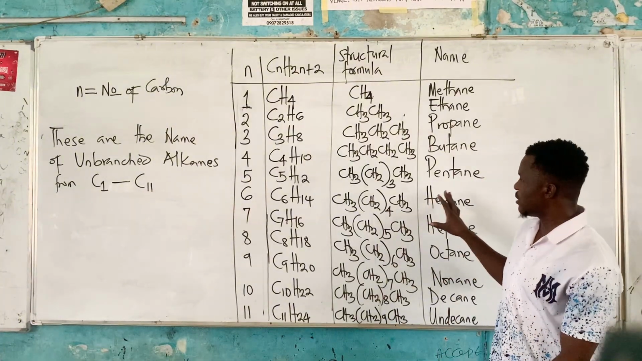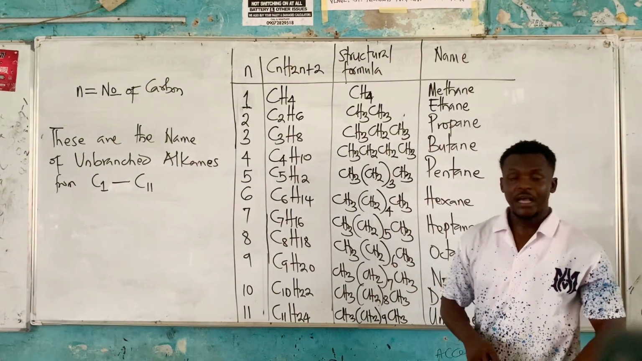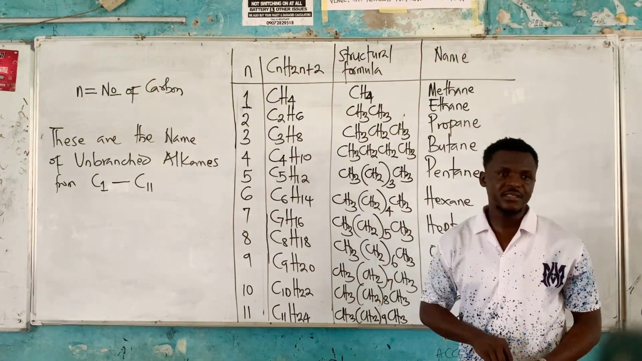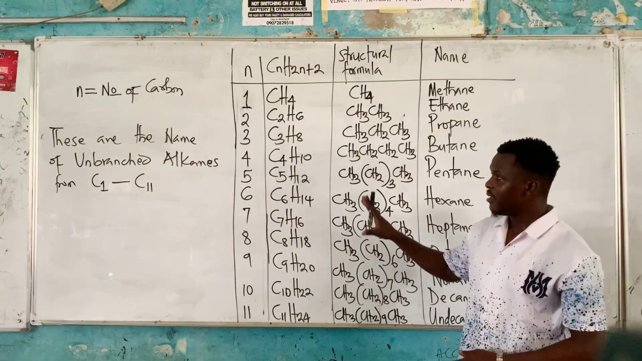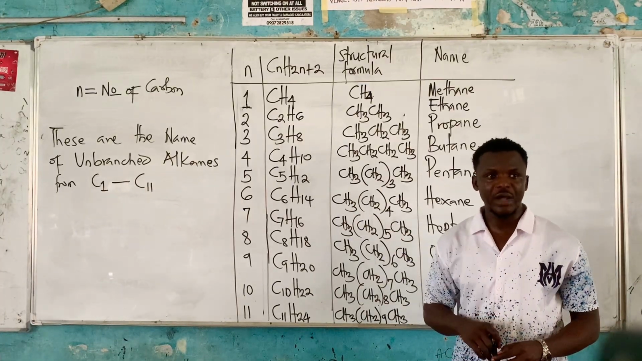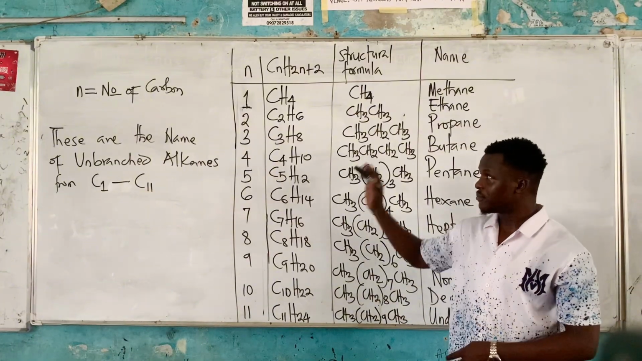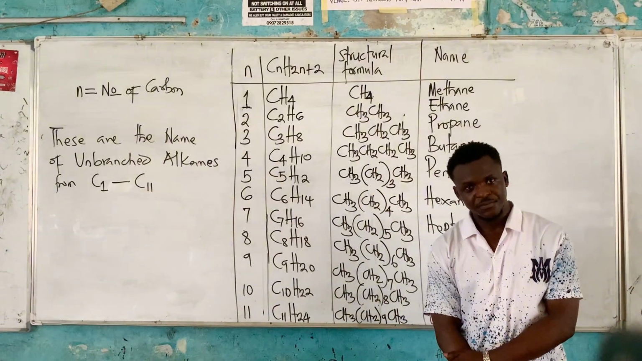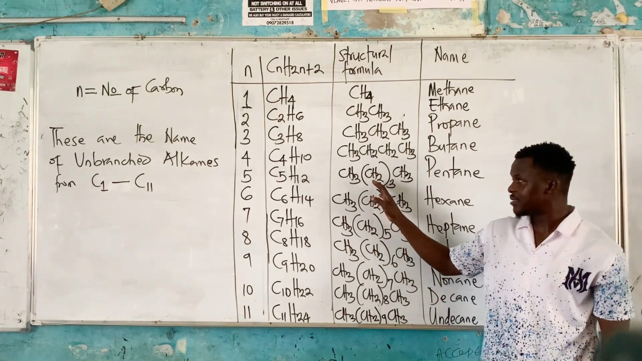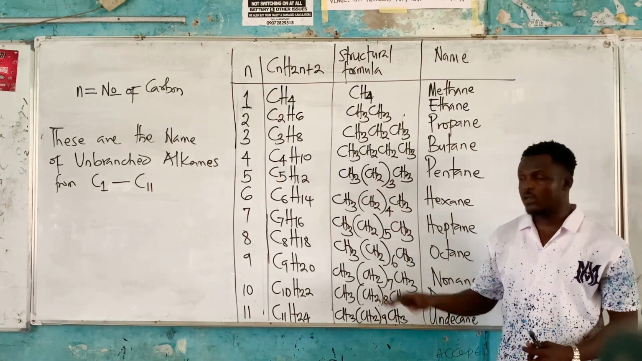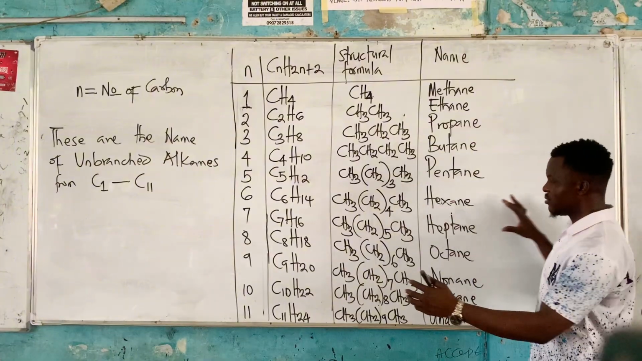So I will leave this on the board, and then we proceed with the rules on how to name the branched ones. So this is basically names of unbranched alkanes from C1 to C11. Take note of what I did here. I only condensed this structure further because if I had not, this entire board may not be enough.